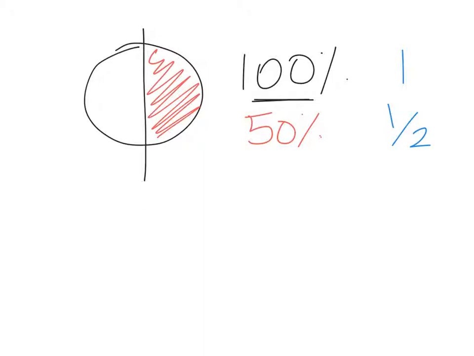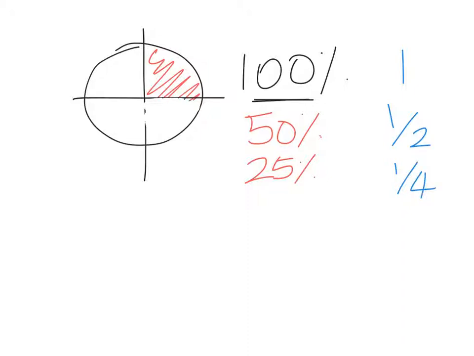If we cut it again, and this time you only had 1/4 of the apple left, then that would be another half of 50%, which is 25%. That's the same as 1/4. See how we've halved that and then halved 50 to make 25?